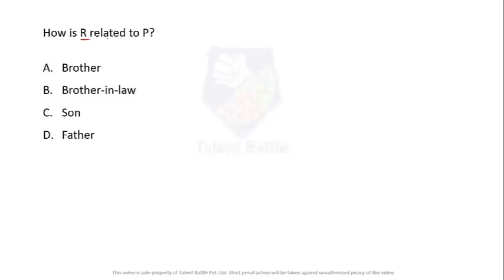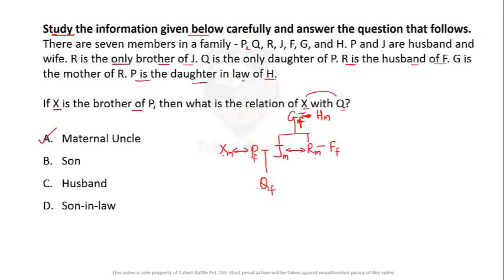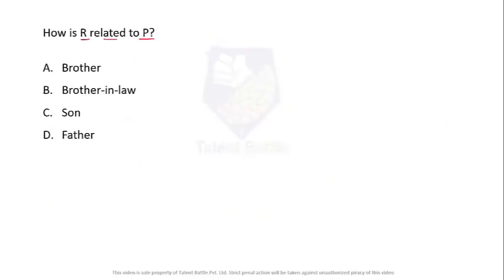How is R related to P? Let us see the diagram. R is P's husband's brother, which means R must be the brother-in-law of P. So the answer is option B.